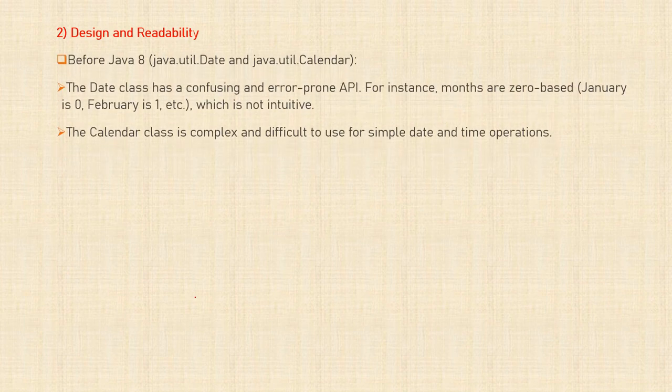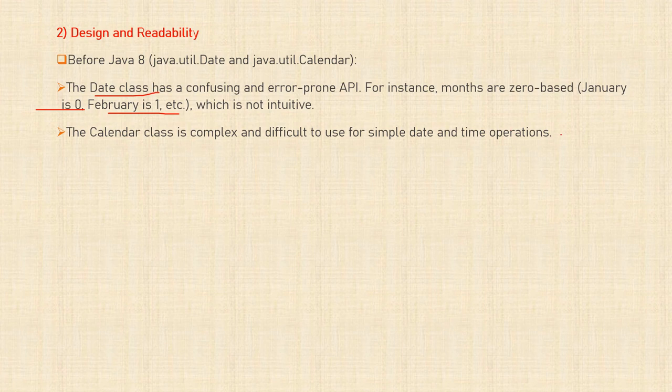So we are going to talk about design and readability of Java 8 and before Java 8. Before Java 8, the Date class has a confusing and error-prone API. For instance, months are zero-based: January is 0 and February is 1, inside the Date class. The Calendar is complex and difficult to use for simple date and time operations.